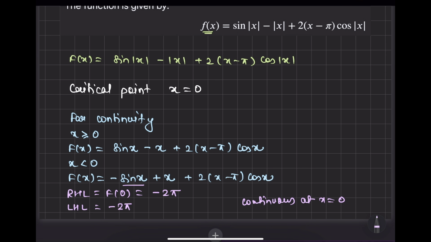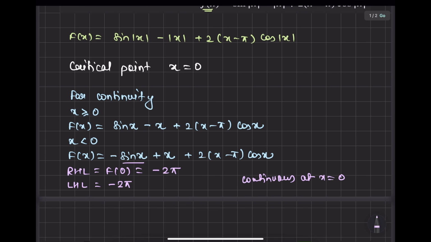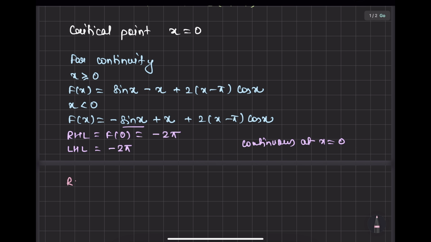Now you have to check its differentiability. If it were not continuous, you would say the function has a problem at x equals 0 and is not differentiable there. But it is continuous, so you have to check its differentiability. In differentiability, you have to go with RHD. Now you have to check RHD.